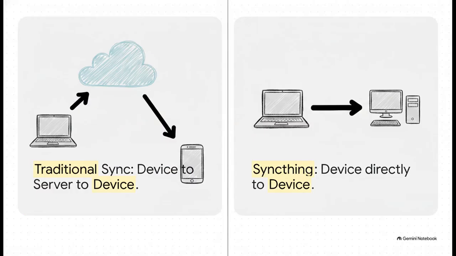So in a traditional sync model, your device talks to a third-party server, and then that server talks to your other devices. You are entirely dependent on that middleman's infrastructure, even if it's just for a split second. Syncthing, on the other hand, takes a fundamentally different, direct peer-to-peer approach. Your laptop talks straight to your phone or straight to your desktop. No detours, no pit stops, and absolutely no third-party cloud.